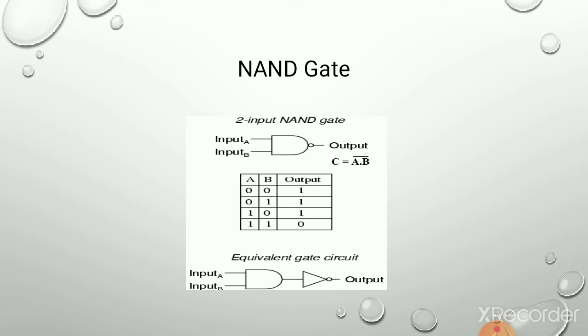A NAND gate is called a universal gate because we can construct AND, OR and NOT gates using only NAND gates. Its Boolean expression for the two input NAND gate is Y is equal to (A into B) complement, where the line over the expression A into B represents an inversion, which is called a bar.